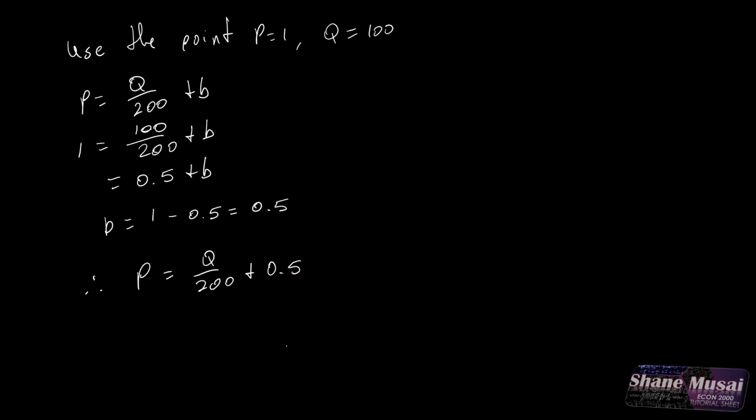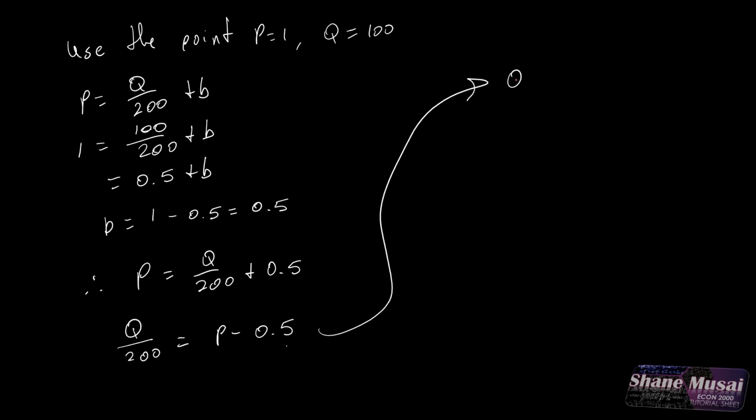And usually you would write a supply curve in terms of quantity supplied, so we need to solve for Q. So Q over 200 is equal to P minus 0.5. Therefore, Q, the quantity supplied, is equal to 200P minus 100. This is your equation for quantity supplied.